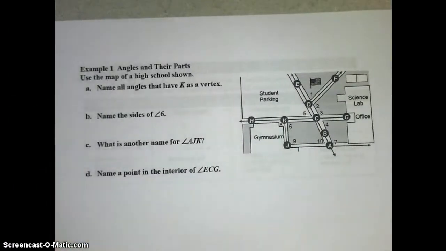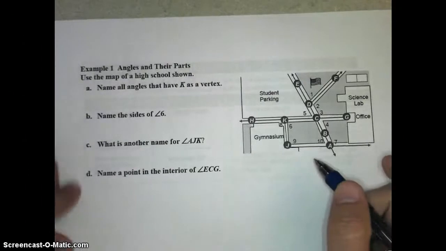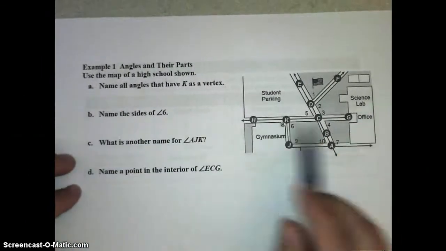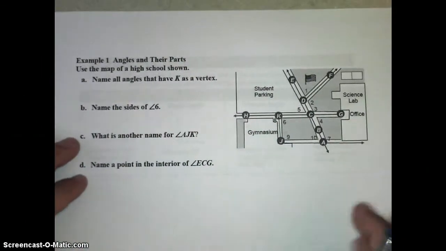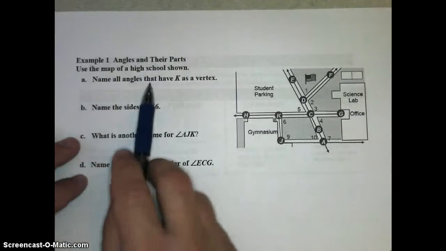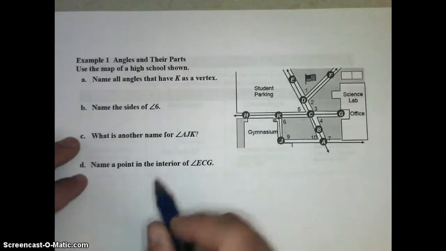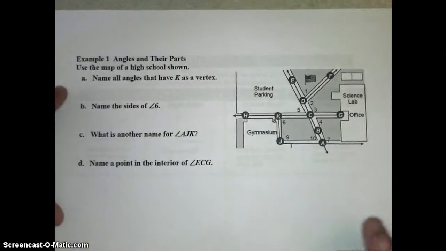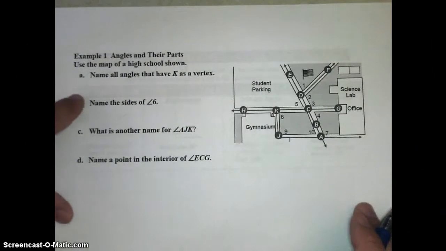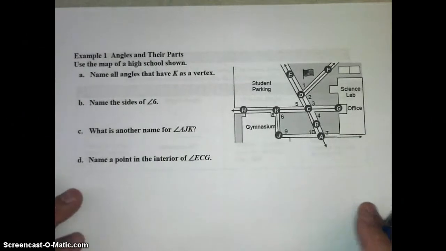So if we are to look at example 1, there are 4 parts here. We're going to use this map of a high school shown. We're going to name things like all the angles, sides of an angle, and look at other ways to name angles and points in the interior. So why don't you take a look at these and see if you can get answers for these, and then we'll check our answers together. You may need to pause the video if you need more time. Otherwise, these are the answers we should get.